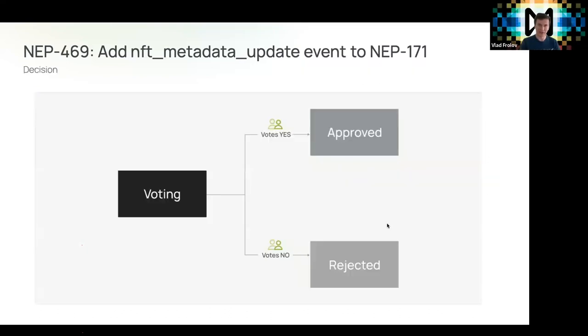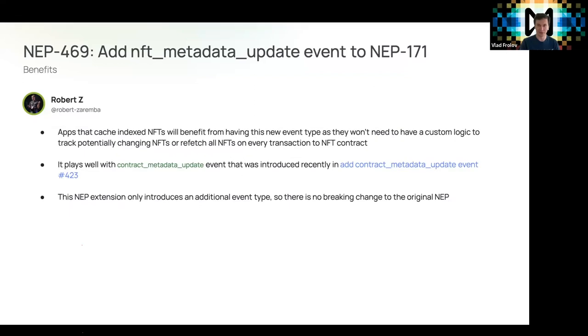Just to mention that Evgeny actually brought a very good point that this NEP helps the whole ecosystem of indexers to implement a more efficient way to keep track of the existing NFTs that were issued before but then changed over time. And there were different ideas and different reasons why that could happen. And given that we already have the contract metadata update event, it was natural to add another one to track the individual NFT metadata updates.